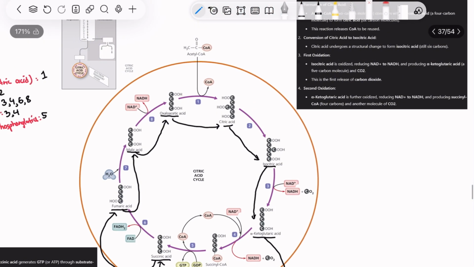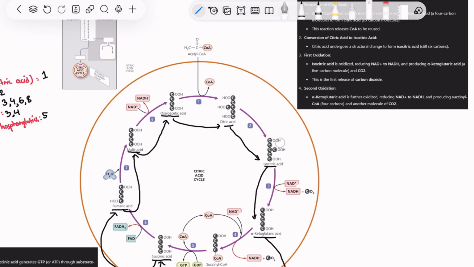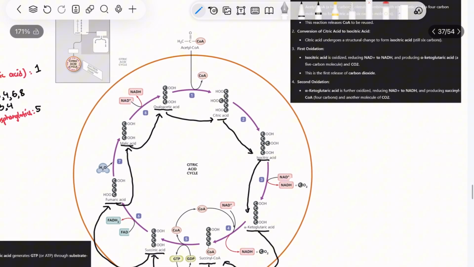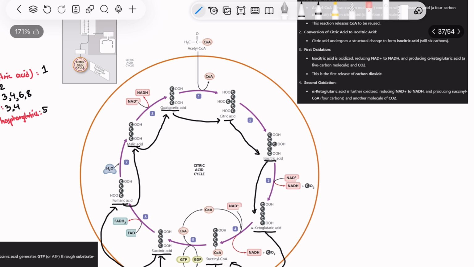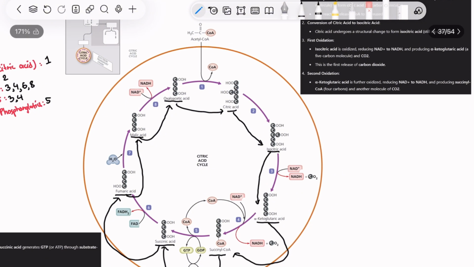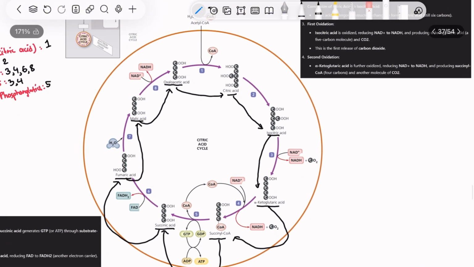The citric acid then undergoes a structural change to form isocitric acid, which is still a 6-carbon molecule. The isocitric acid is oxidized, reducing NAD plus to NADH, and producing alpha-ketoglutaric acid, a 5-carbon molecule, and CO2. This is the first release of carbon dioxide. The alpha-ketoglutaric acid is further oxidized, reducing NAD plus to NADH, and producing succinyl-CoA, a 4-carbon molecule, and another molecule of CO2.